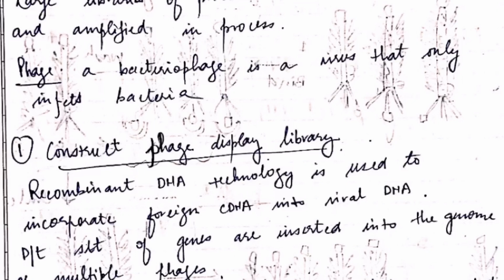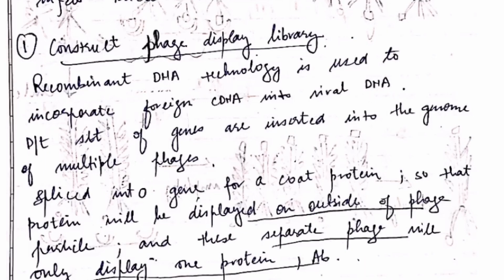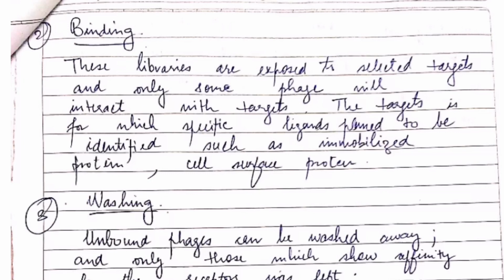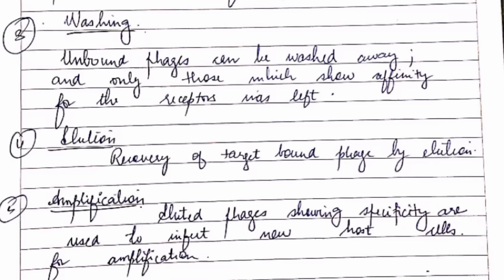So let's start with the first step, that is construction of the phage display library with the help of recombinant DNA technique. Different sets of genes are inserted into the genome of multiple phages, and these separate phages will display only one protein or antibody. Next step is binding, that is these libraries are exposed to selected targets and only some phages will interact with the targets.